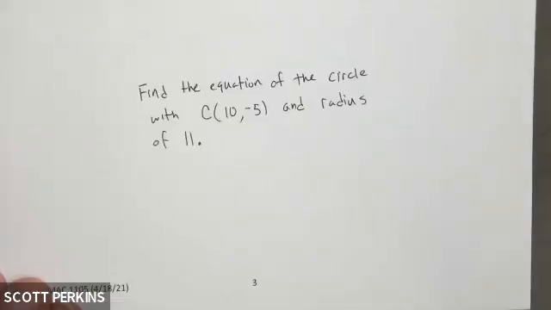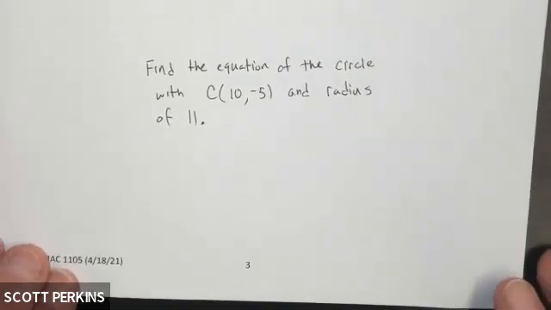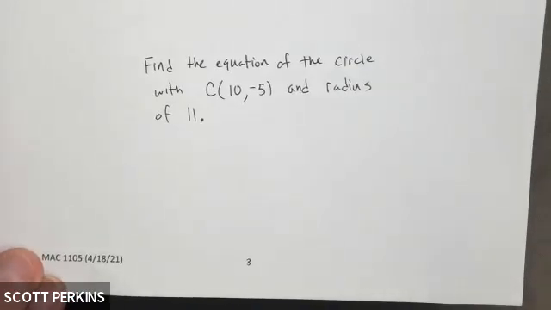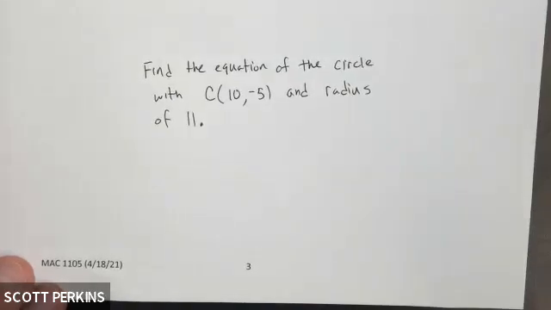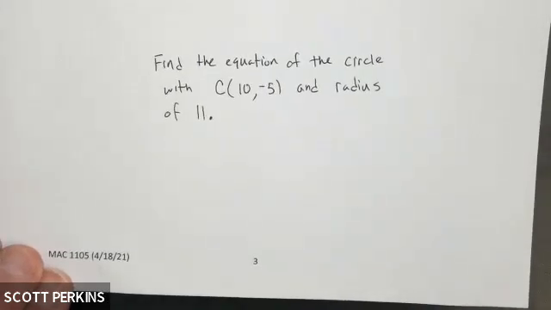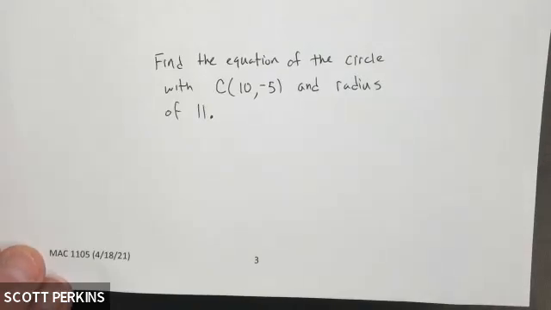So just as a quick warm-up to remind us where we left off last time, we derived the equation of a circle from the distance formula way back at the beginning of our semester. And so what I would like you to do, just to review, is I've given you the center and the radius of a circle. I'm going to give you about 60 seconds, and I want you to write down the equation of the circle with the given criteria.